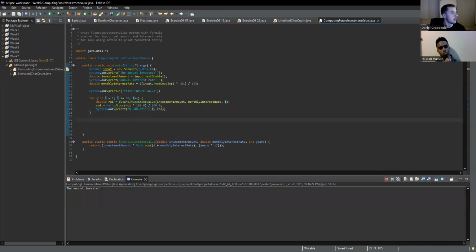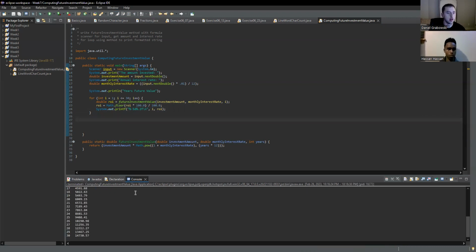And I will run this with the numbers given in the example, and it's 1,000 amount invested at 9%. And as you can see, the first two, 1093.80, 1196.41, and the last two, 13,467.25 and 14,730.57, identical to the instructions. So our program works as intended.